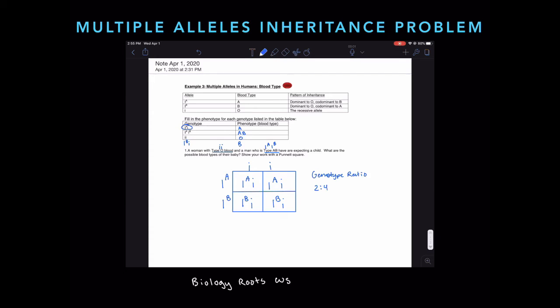So I have 2/4 or 1/2 of the heterozygous A. I also have 2/4 or 1/2 of the heterozygous B. Now let's look at the phenotype to see which type they are. For this heterozygous A, that would be 1/2 type A. And lastly, for the heterozygous B, it would be 1/2 for type B.